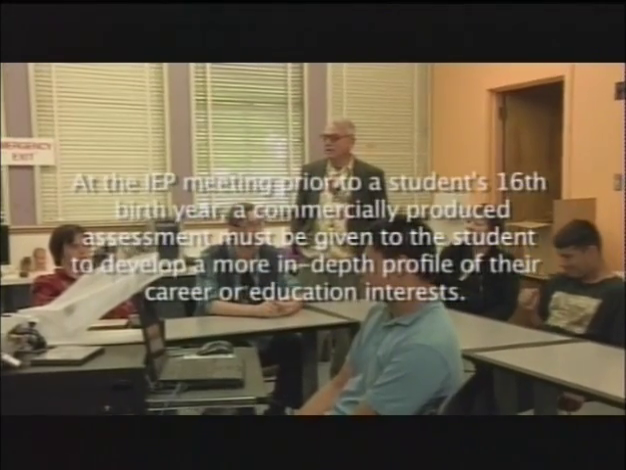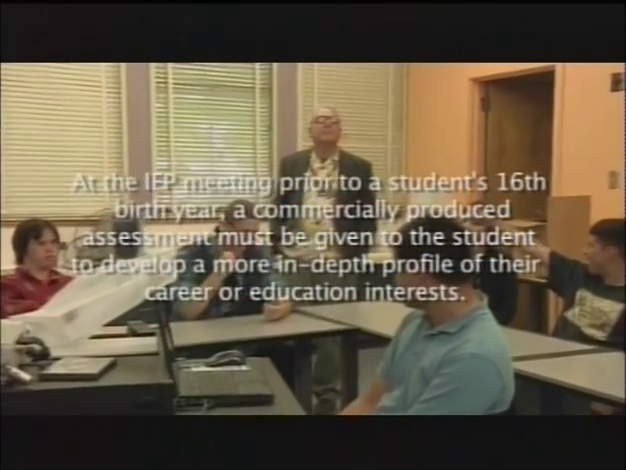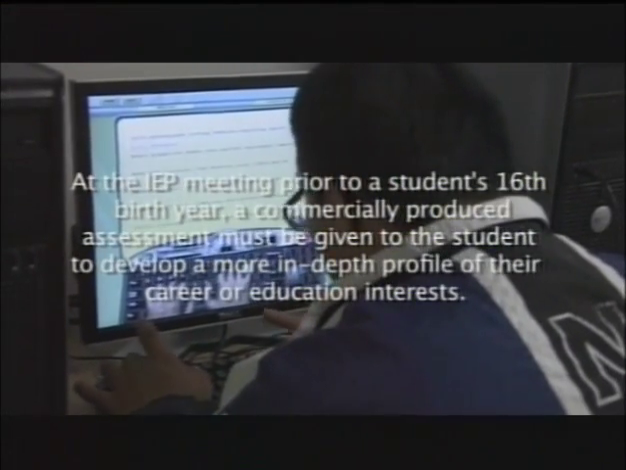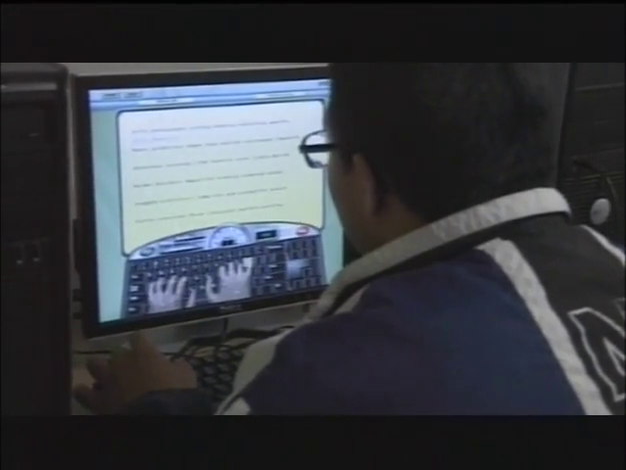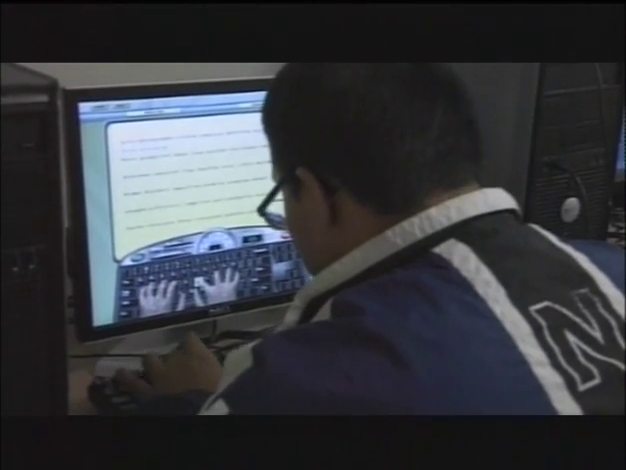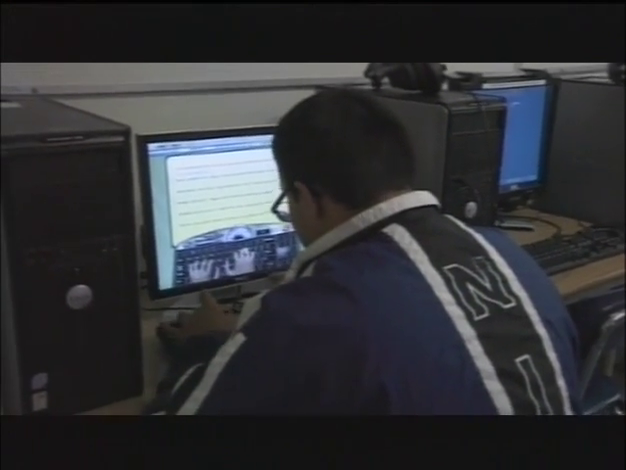Age 16. Let's look at what happens when your student turns age 16. At the IEP meeting prior to a student's 16th birth year, a commercially produced assessment must be given to the student to develop a more in-depth profile of their career or educational interests. This information is combined with other assessments, including a student interview, to determine transition activities that are a good match to the student's preferences and needs.